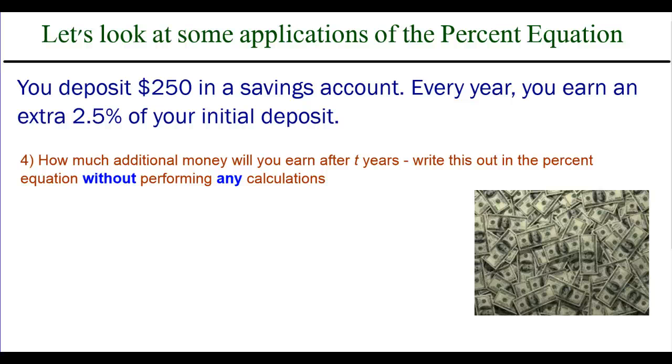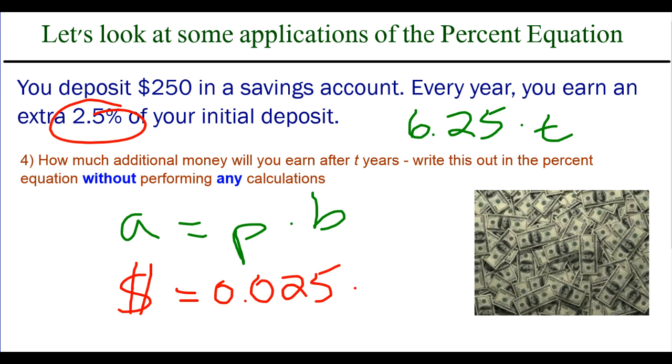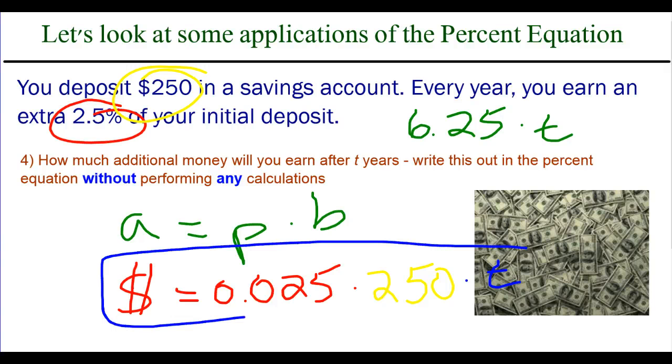So you might have said that we just do 625 times T, which is true because 625 is 1 year, and if it's after T years. But if we use that percent equation with A equals P times B, then A is the amount of money that we earn. Our percent is this 2.5%, which in this case is 0.025. The base in this case was 250. And we just take this, which represents 1 year, and we multiply it by however many years we're talking about. So it's our basic percent equation just multiplied by the amount of time.